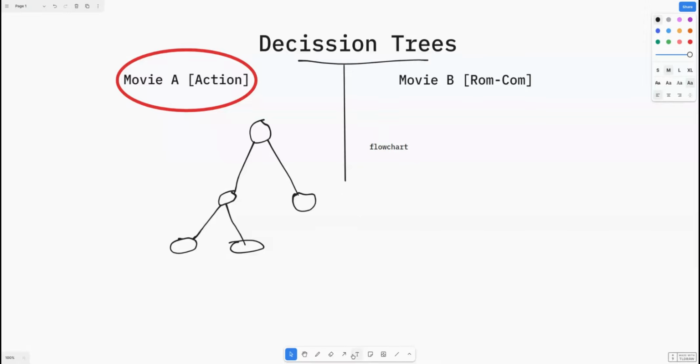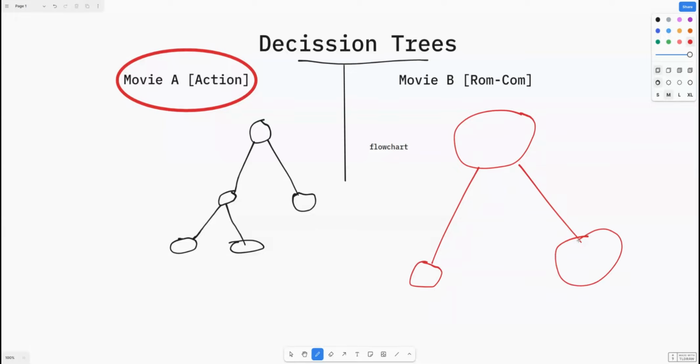Basically, how we think is that we have a big decision that we need to make, and we split these big decisions into smaller ones. We continue splitting them further until we get to a point where we fully understand what we need to do at the end of the day.